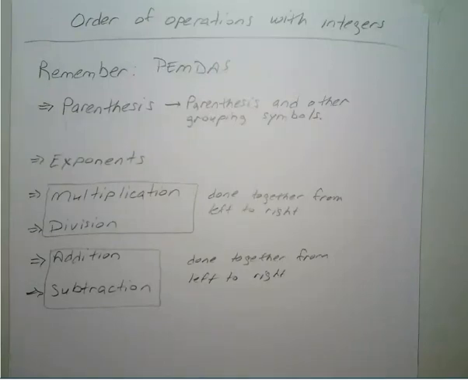Okay. So if you are still writing, feel free to press pause. But we're going to go ahead and jump into some examples using order of operations with positive and negative integers.